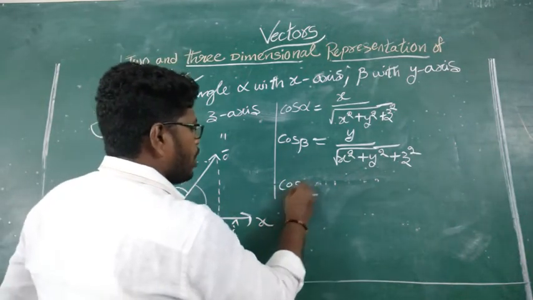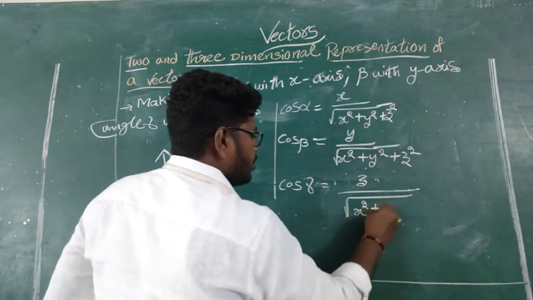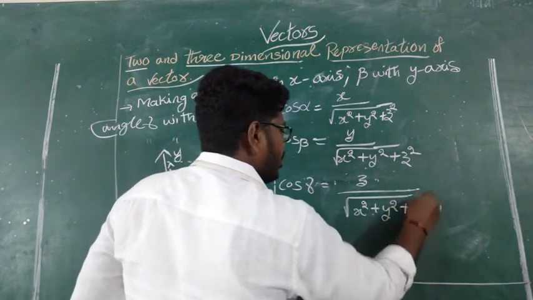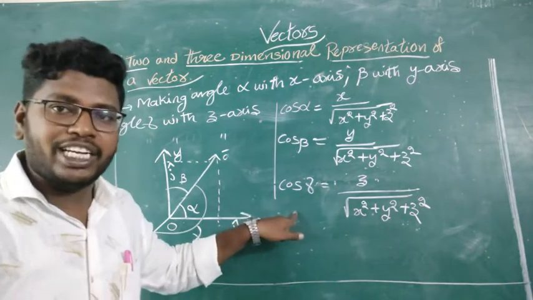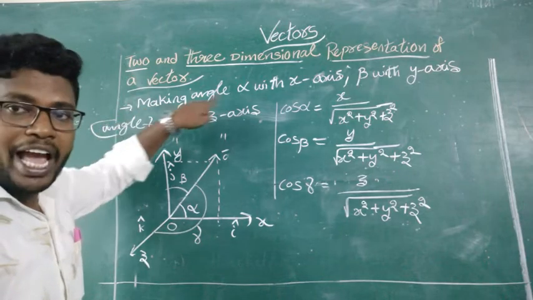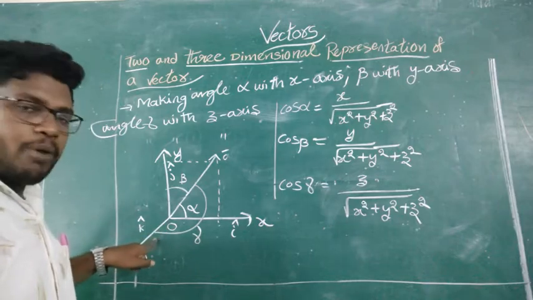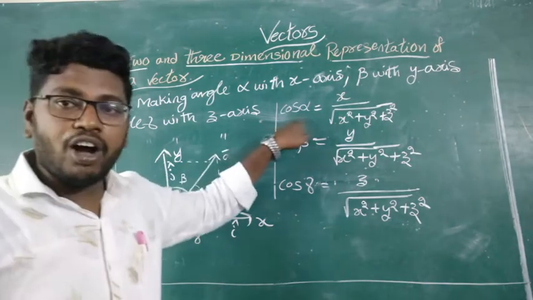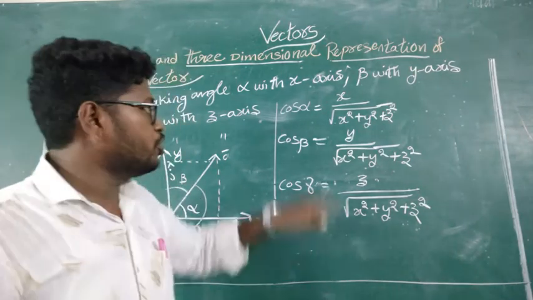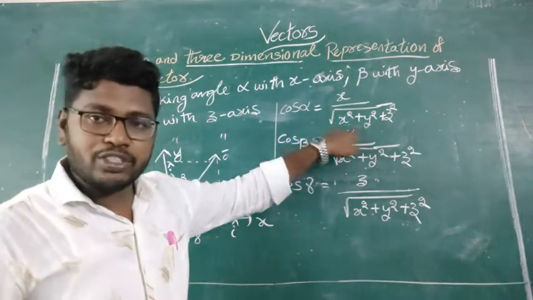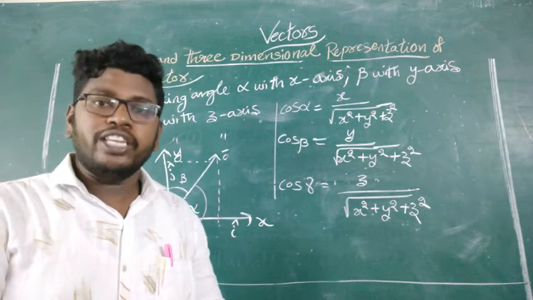And coming to cos gamma, cos gamma is z by root of x square plus y square plus z square. So, if you want to represent in terms of direction cosines, we already discussed: if we make an angle alpha with the x-axis, angle beta with the y-axis, angle gamma with the z-axis, then cos alpha, as we already know, is nothing but adjacent side by hypotenuse. So cos alpha is x by root of x square plus y square plus z square. Similarly the remaining two. So this is up to 3-dimensional.